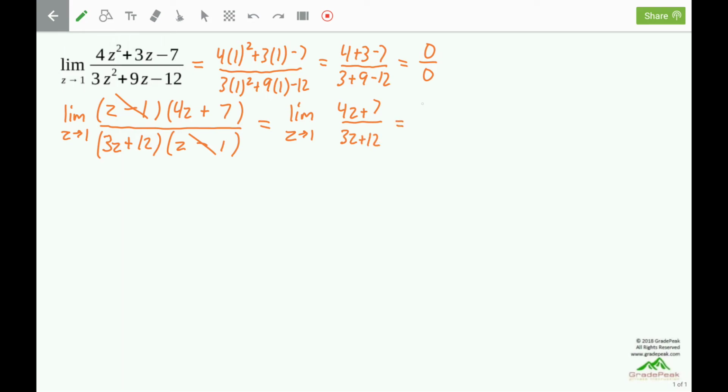We can now try plugging the 1 in for z. We have a 4 times 1 plus a 7 divided by a 3 times 1 plus 12. 4 times 1 is 4 plus 7. 3 times 1 is 3 plus 12. And we have an 11 over 15.